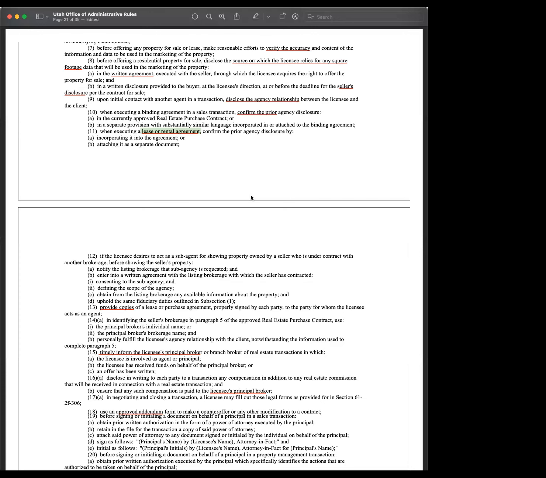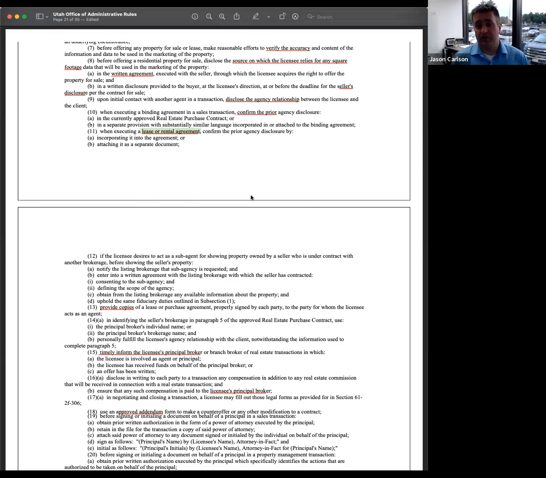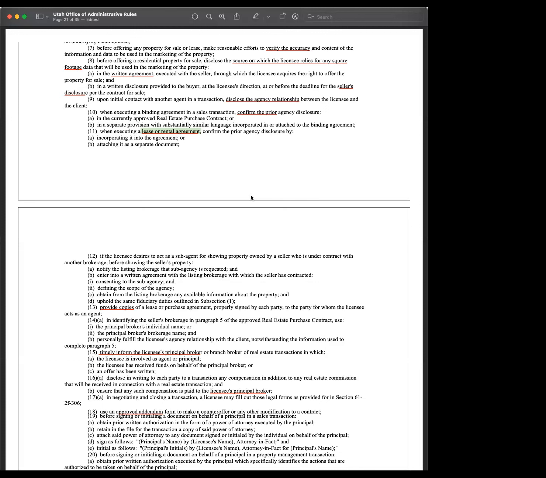So would I do that with an addendum to the buyer broker agreement then? I would say that's probably a good place for it. Russ, where would you put that? As well as in the lease agreement, you know.